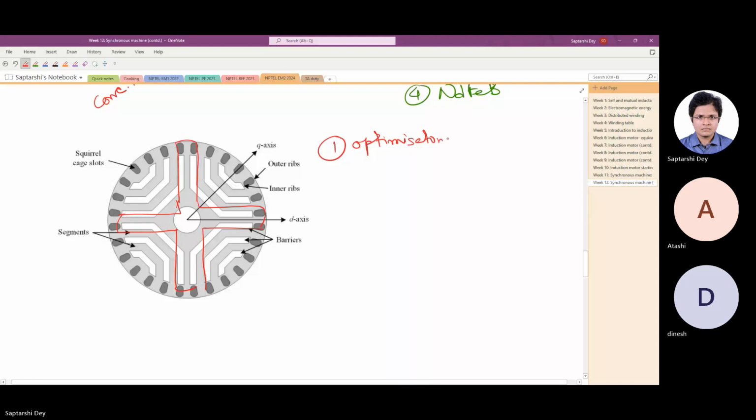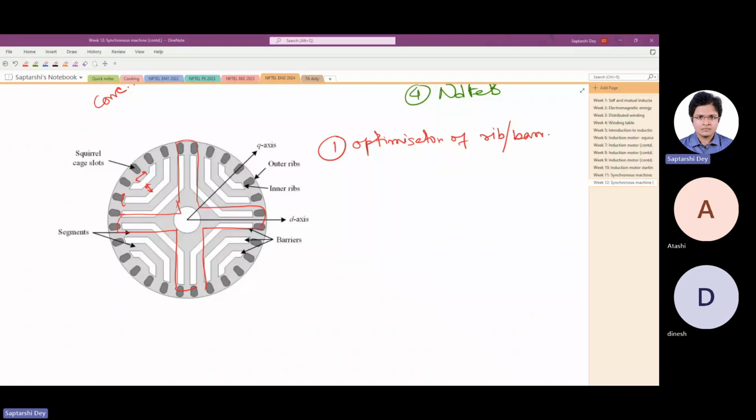Now, what people are doing nowadays on this machine is, one, definitely optimization of the barriers and rib barriers. You can understand that there are several design parameters here, several dimensions, say this thickness, and you optimize those. Now, one thing you have to keep in mind in optimization is that you cannot make them very thin. They will break at the highest speed. So you have to keep that kind of simulation handy, because maybe you have done something very good in terms of electrical performance, but it's very poor in mechanical performance. So that cannot be a solution. That is optimization, one thing.